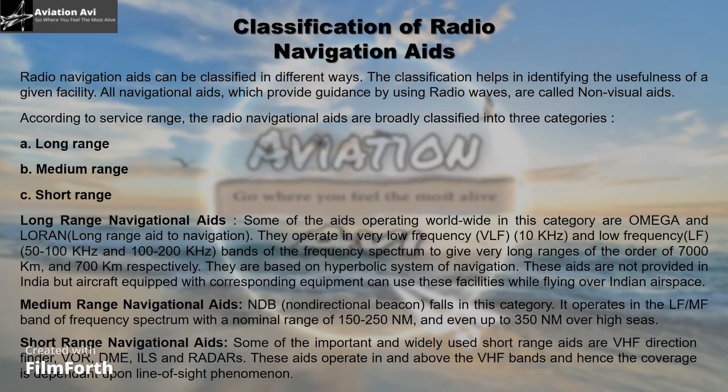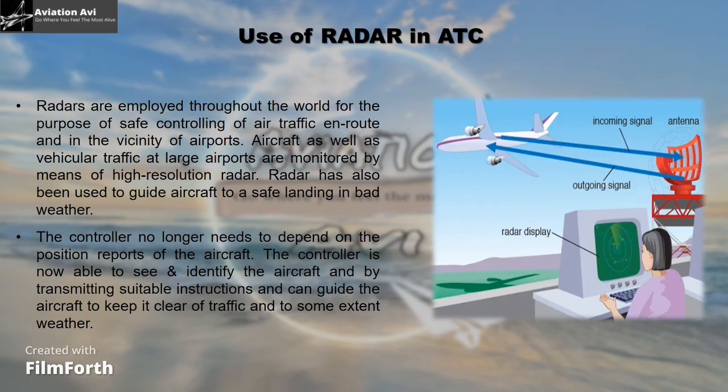The next is short range navigation aids. Some of the important and widely used short range navigation aids are VHF direction finder, VOR, DME, ILS, and radars. As you can see, these are the aids that are used closer to the airport in order to guide the aircraft. So you can understand these are short range navigation aids, but they have a shorter range, and they operate on higher frequency bands. These aids operate in and above VHF bands, and hence the coverage is dependent on the line of sight phenomenon.